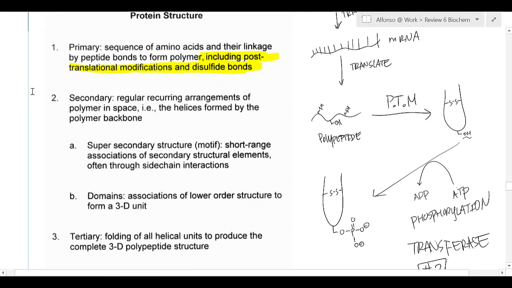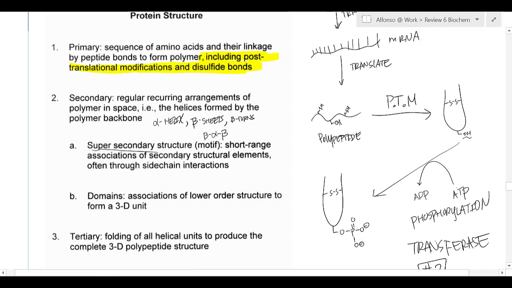Okay. So the secondary structure of a protein is the alpha helices, the beta sheets, and the beta turns. So you have alpha helices, beta sheets, beta turns. And whenever you have something like an alpha or a beta, alpha, beta, that is something called a supersecondary structure.